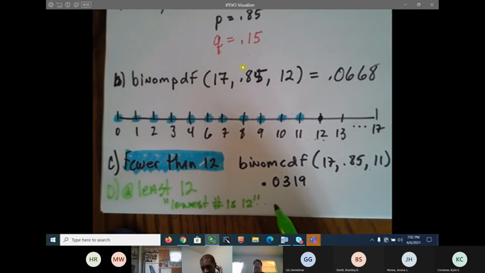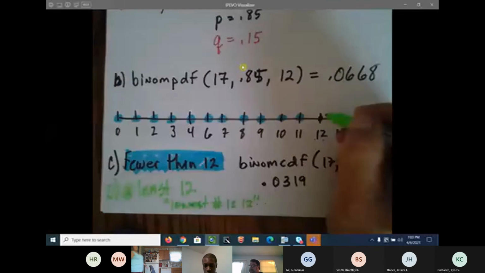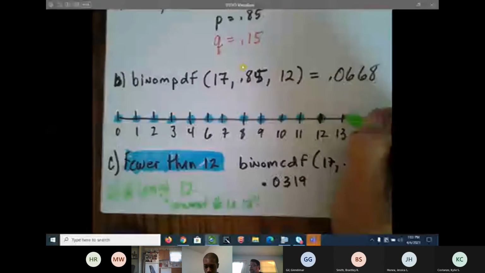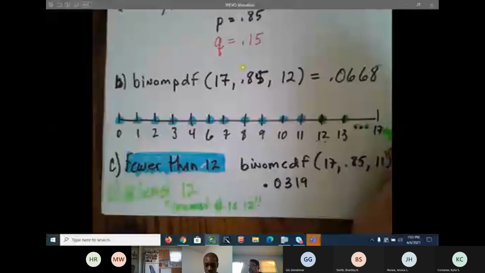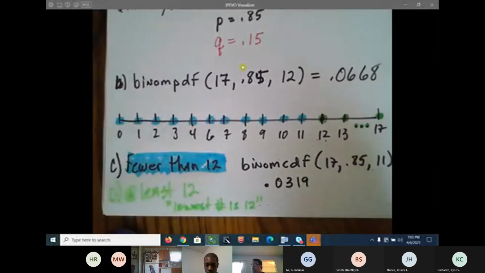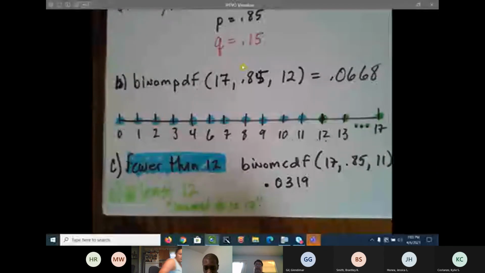So I want somebody to tell me, how do I say the lowest number is 12 on my number line? I highlight 12, 13, 14, 15, 16, and what? 17. So at least means 12 and up. Fewer means less than. Yes.